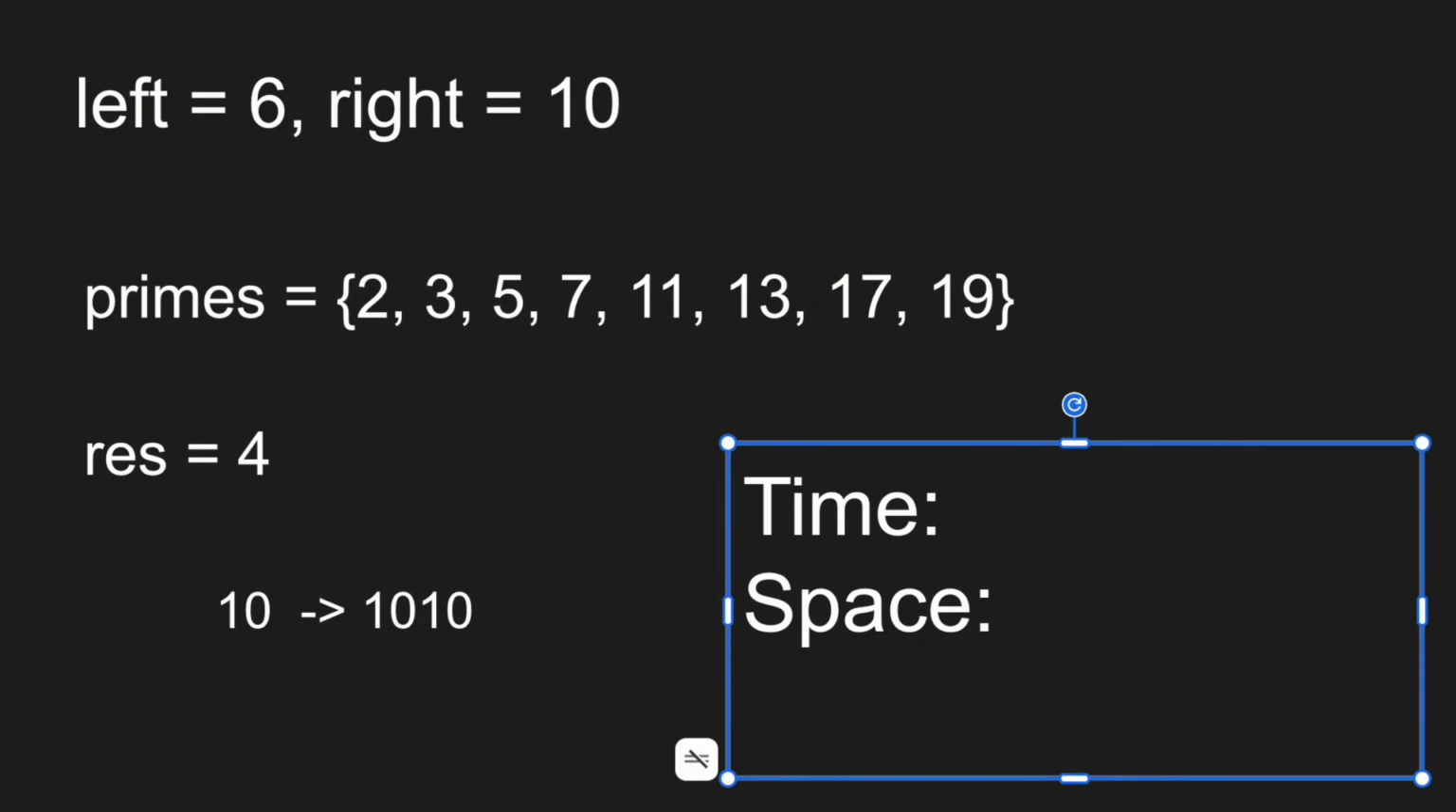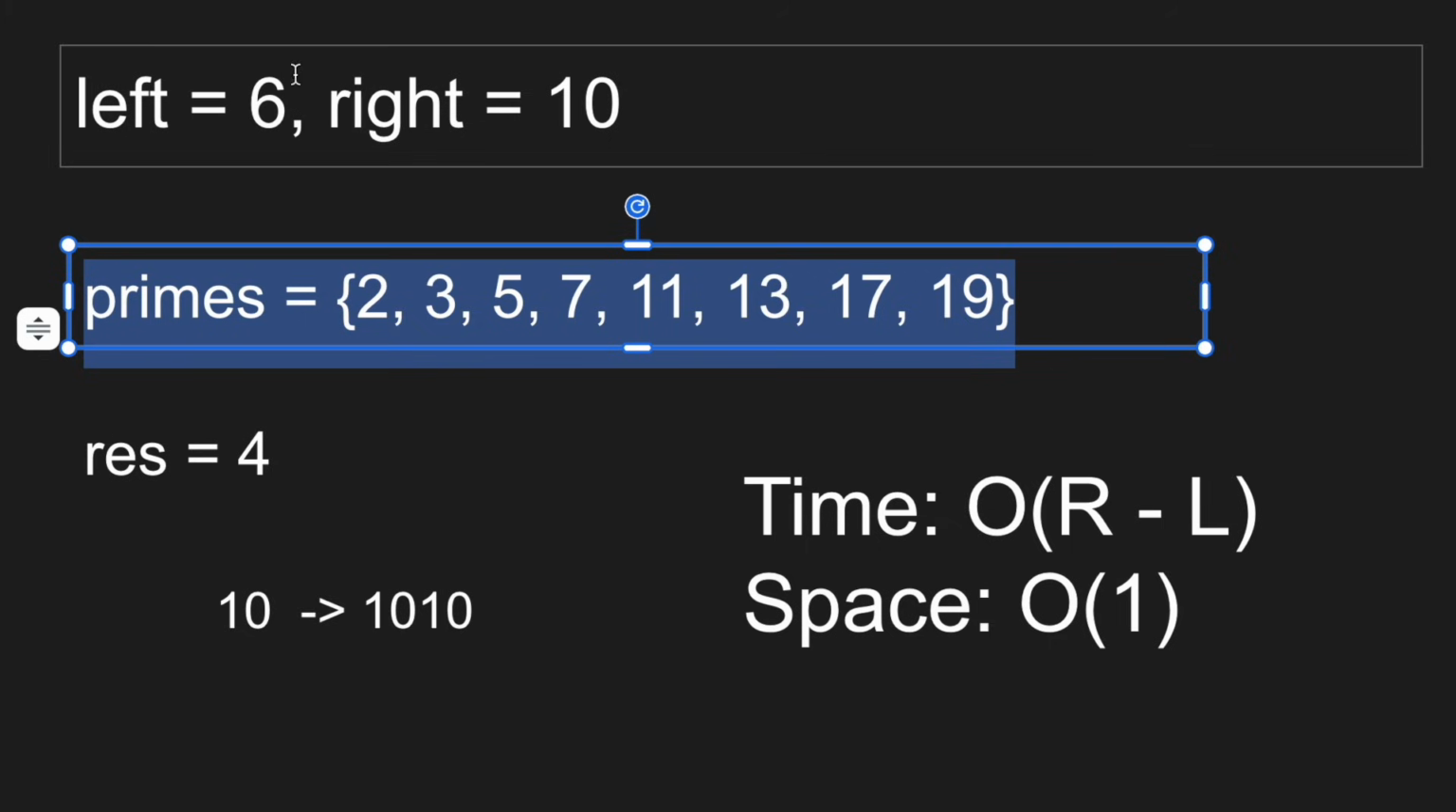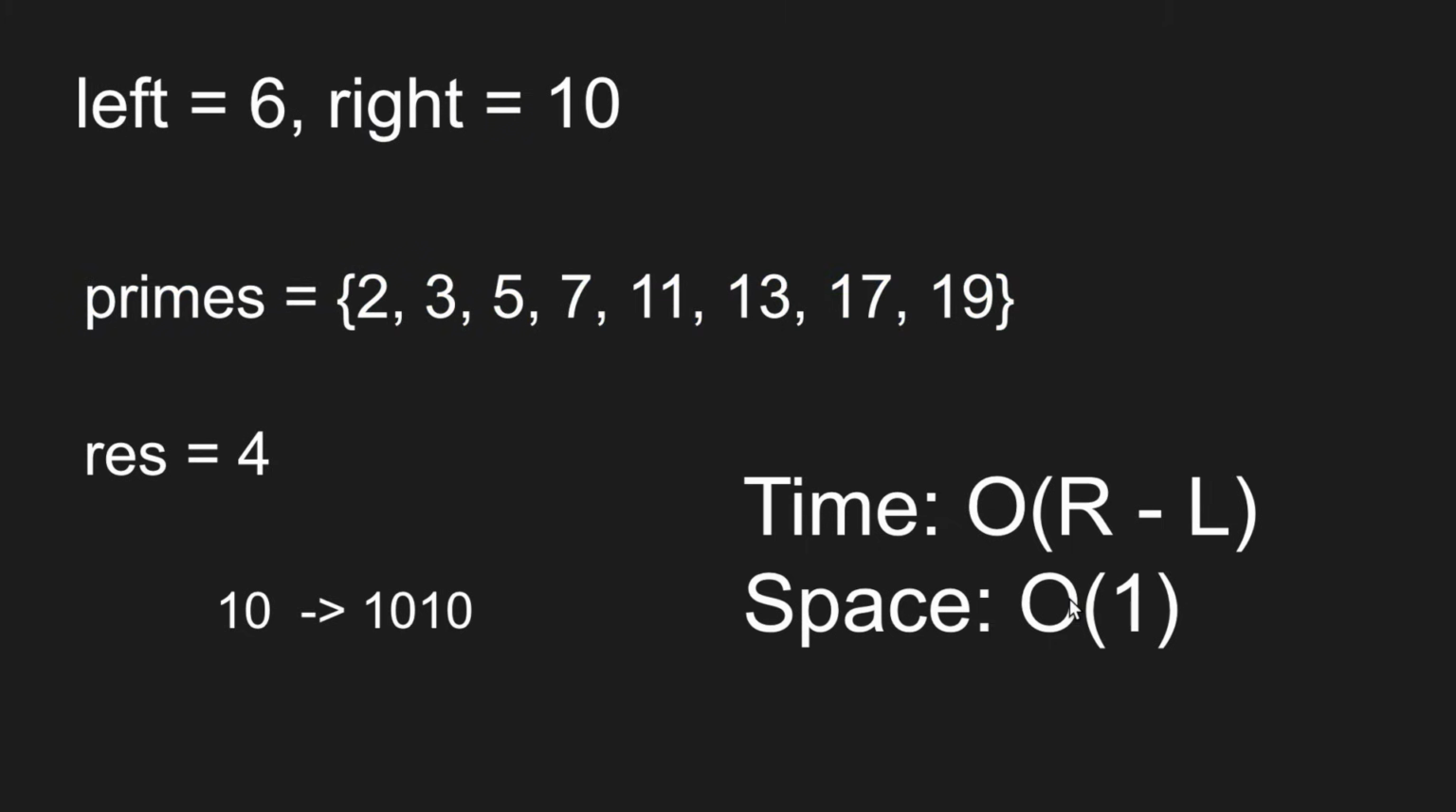So the time complexity would be O of R minus L, where R is the right number, L is the left number, because right minus left would be the number of numbers that we will check through, and the space complexity would be O of 1, because primes will always be this no matter how large the numbers are, so the space would be constant.